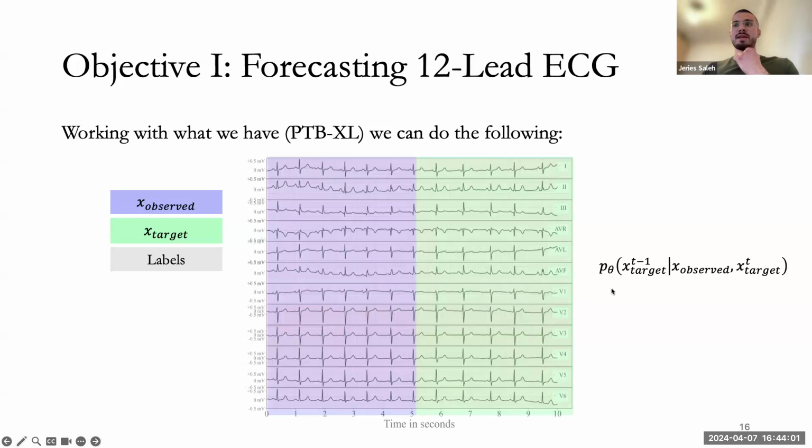So what I was saying is that we want to ask ourselves whether we can estimate the target given the X observed. And we have seen some models that do something similar. It's kind of similar to the in-painting problems. At a high level, there are indeed some similarities between time series forecasting and in-painting. They both involve generating missing data based on observed data. However, there are some key differences.